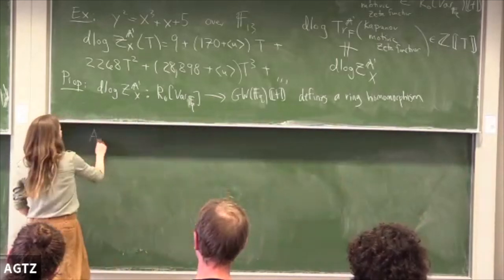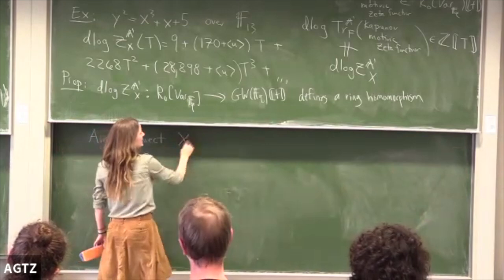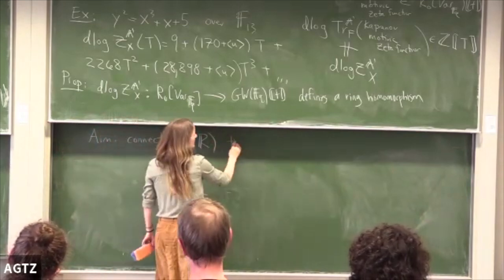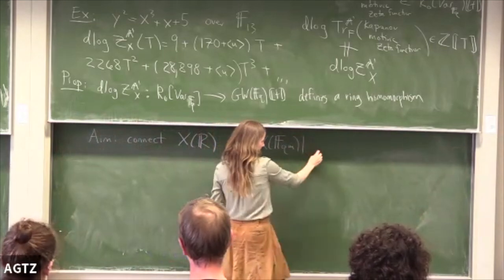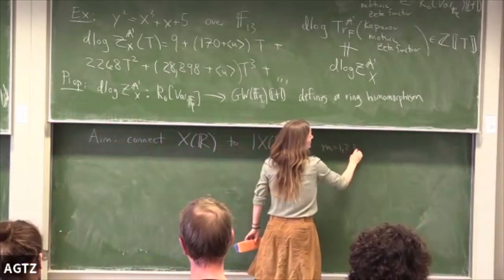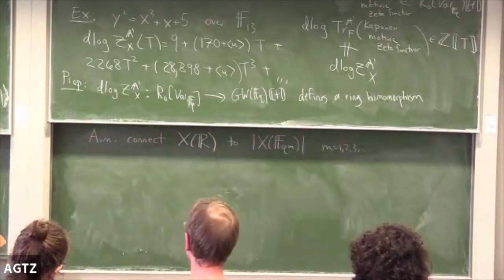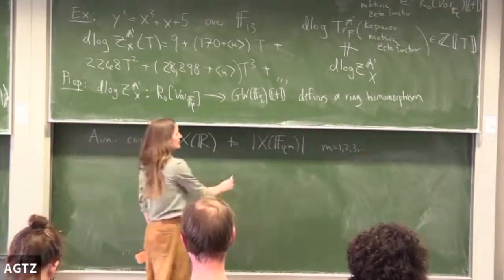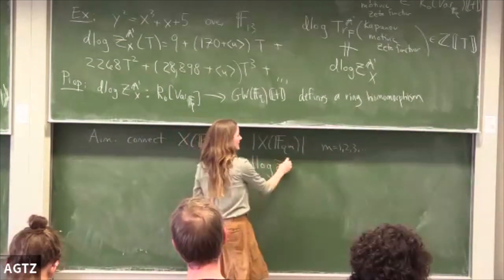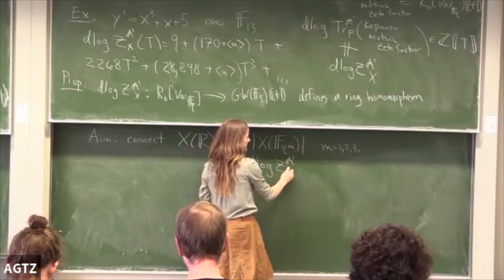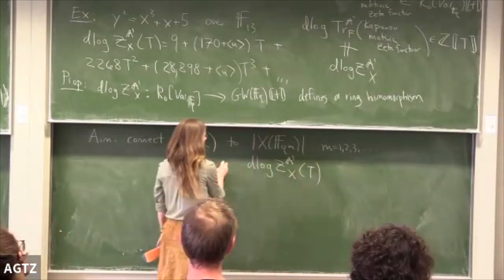Aim: connect the topology of X(R) to X(F_q^m), for m equals 1, 2, 3, and so on. By what we've just said, we would be just as good connecting to the topology of the real points to d log zeta A1 of X of t.